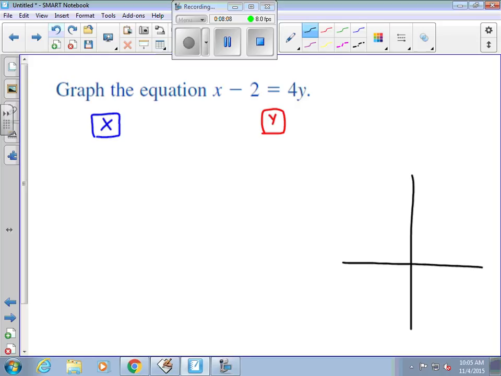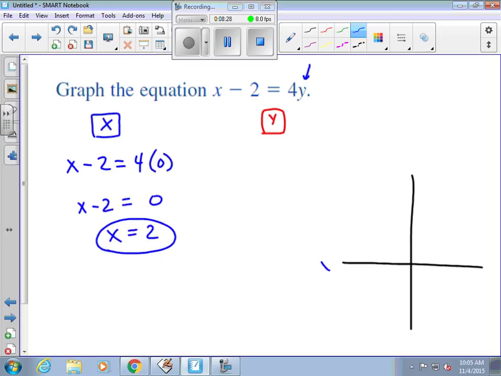All right, let's see how we did. To find the x-intercept, we're plugging in 0 for y. So x minus 2 equals 4 times 0. X minus 2 equals 0. Get x by itself by adding 2 to both sides. The x-intercept is 2. So where your x-axis is at positive 1, 2 is where it's going to cross through.